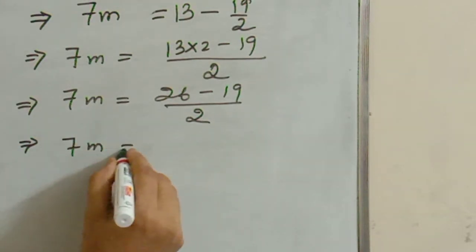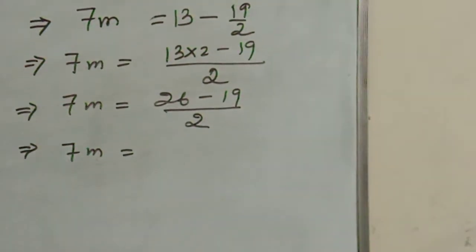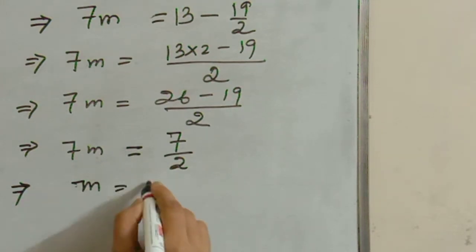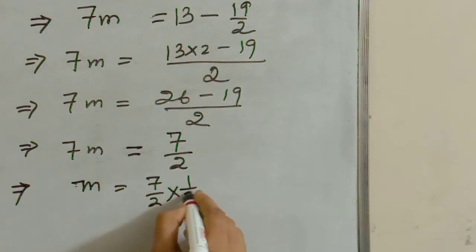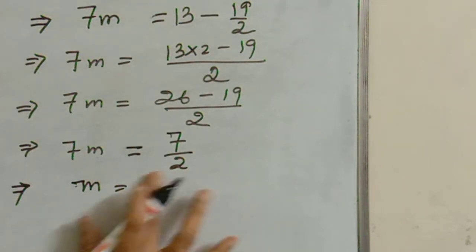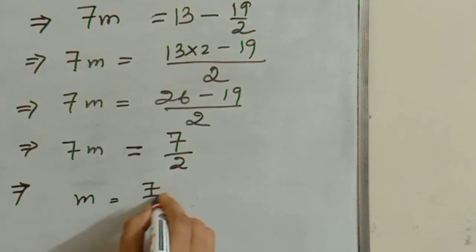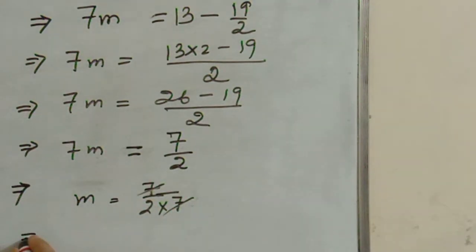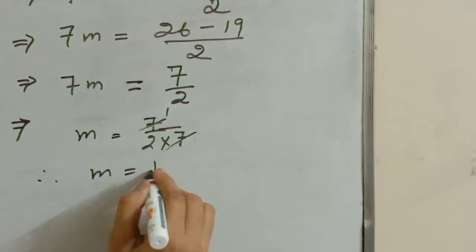7m is equal to, subtract it, 7 by 2. Then m is equal to 7 by 2 into 1 by 7, or you can write it in this way also: m is equal to 7 by 2 into, in the denominator 7, 7 7s you can cancel. Therefore m is equal to 1 by 2.